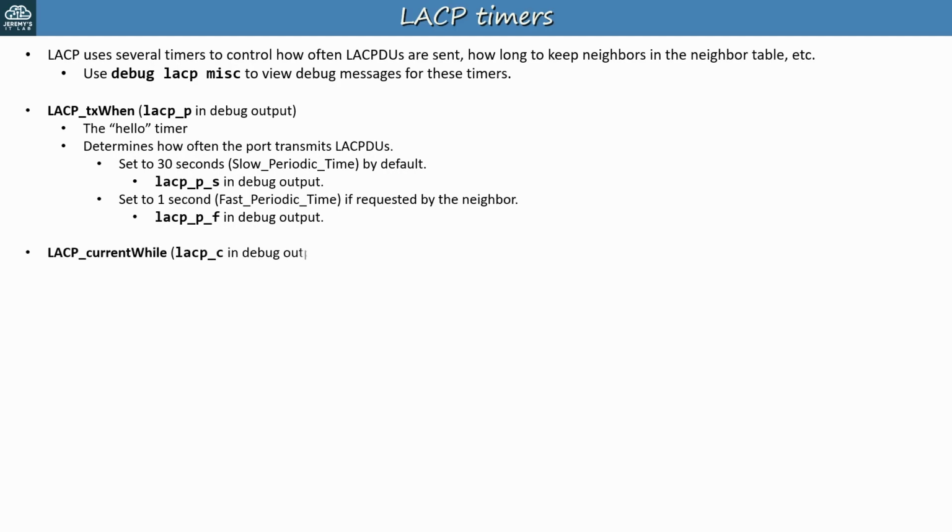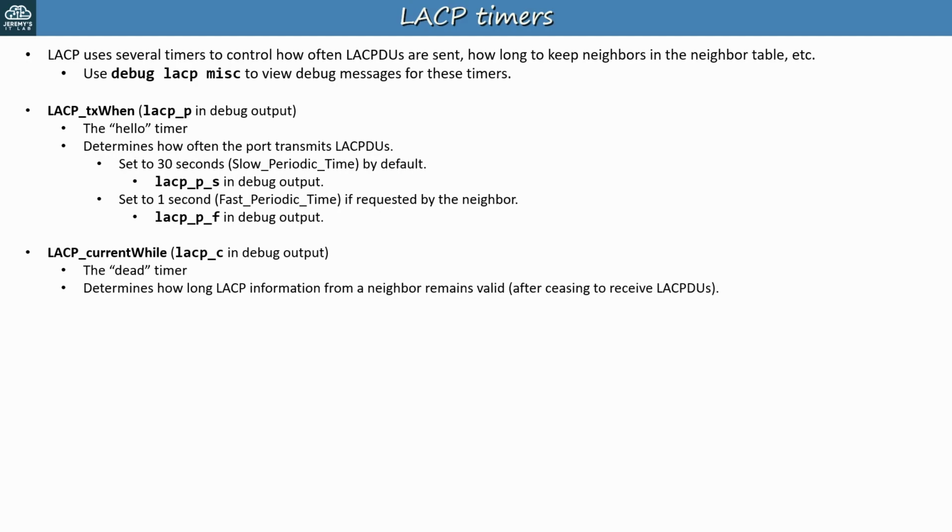Next we have what 802.1AX calls the LACP current while timer, which appears as LACP C, which stands for current, in debug output. This is like the OSPF dead timer. It determines how long LACP information from a neighbor remains valid after ceasing to receive LACPDUs from the neighbor. This timer is 3 times the equivalent hello timer. So it's set to 90 seconds, called the long timeout time, by default. This appears as LACP CL, current long, in debug output.